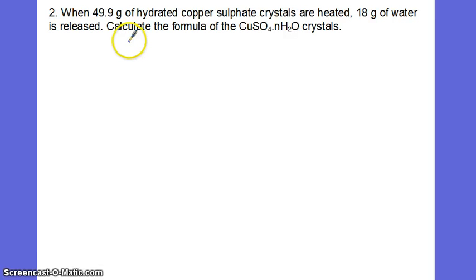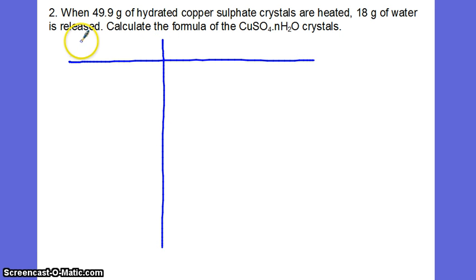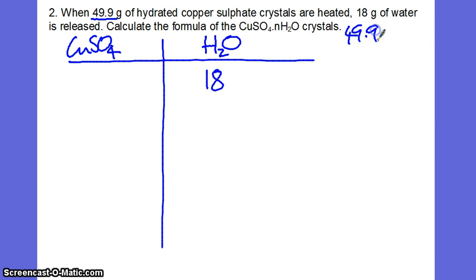Here we've got copper sulfate. Again, we heat to constant mass, and again we're asked to calculate the formula of our crystals. So again, draw the table, and on this side of the table we're going to have CuSO4. On this side of the table we'll have water. So they've told us that we have 18 grams of water, and they told us we've started with 49.9 grams of the hydrated crystals. So this is the anhydrous crystals, the crystals without the water. So 49.9 take away 18 gives 31.9. So here we go, 31.9.